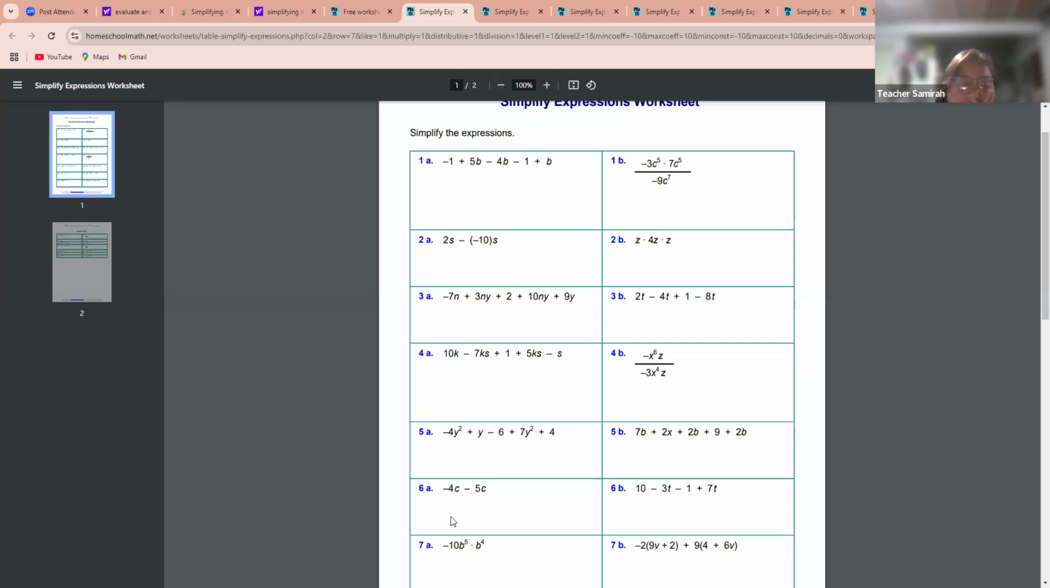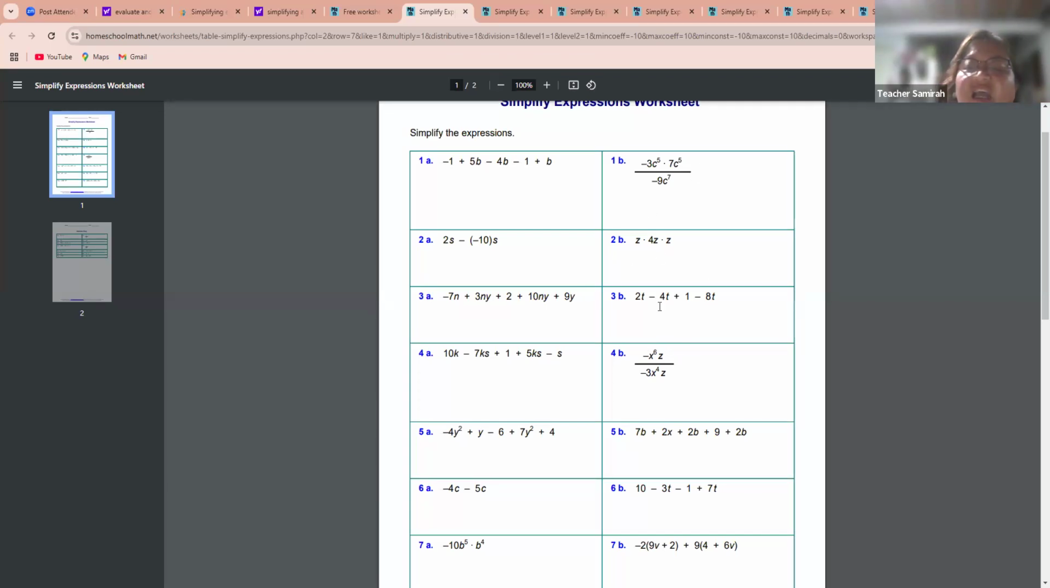How about this one? This one is multiplication. We will not go to that one yet. Or how about this one? 2t minus 4t plus 1 minus 8t. 2t, 2 minus 4 equals 2? What will be the sign? Which is bigger? It equals negative 2.